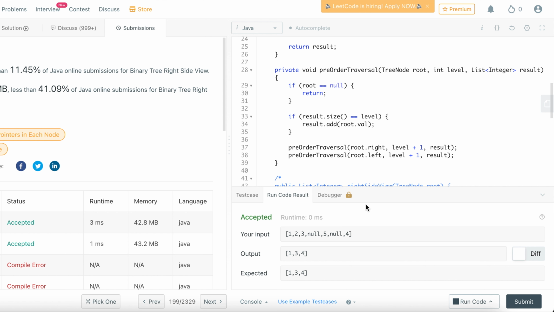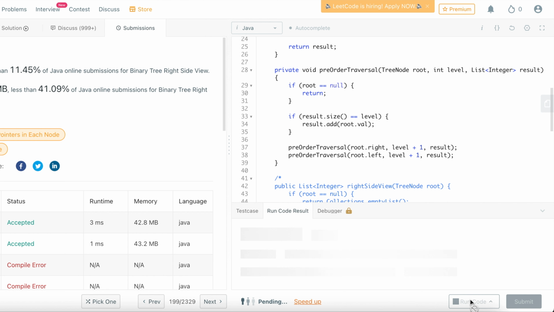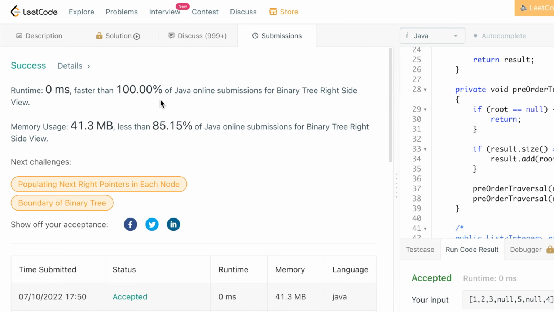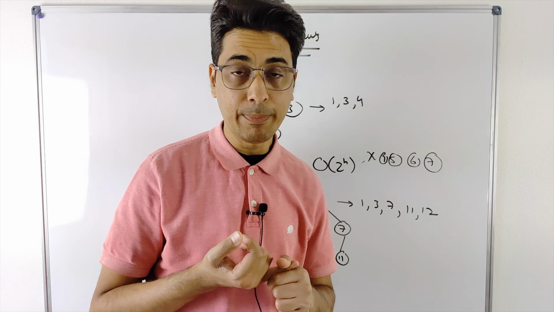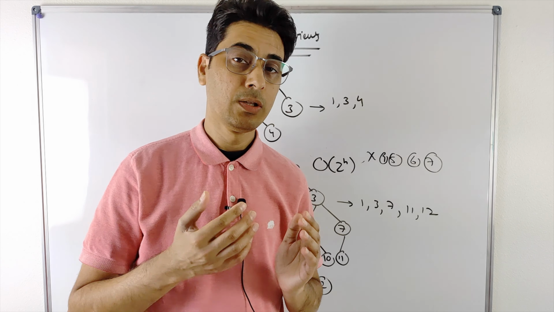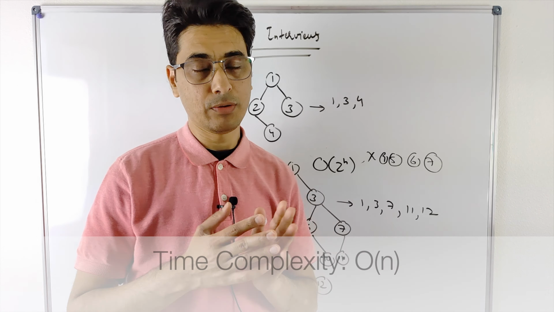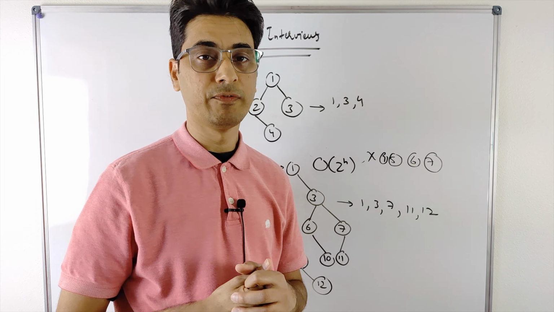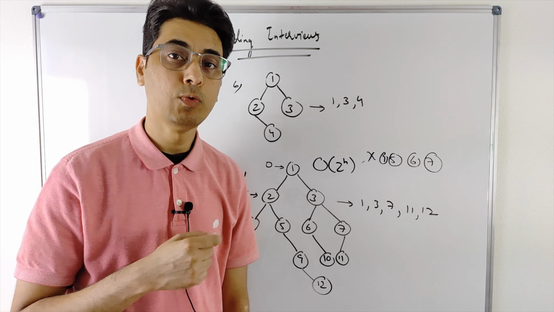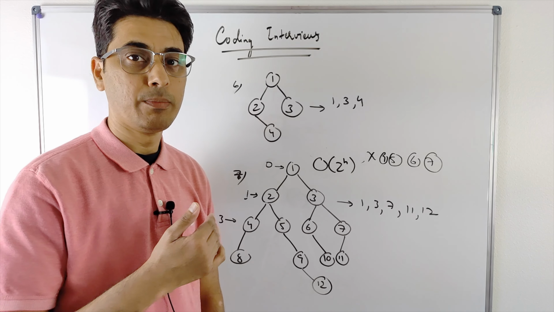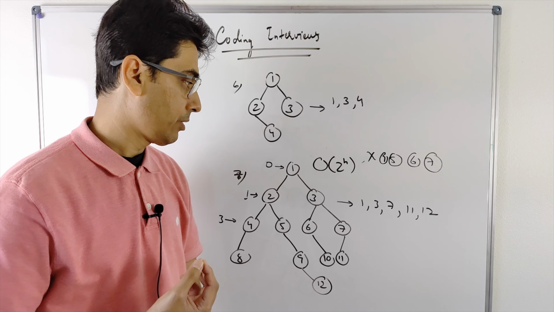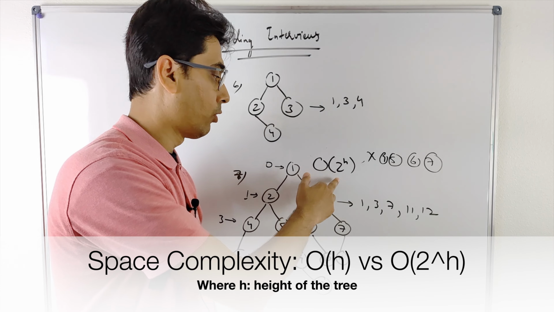Now let's submit the code. So this is accepted now. Now again the question is, what is the time complexity, and what is the space complexity of this algorithm? First of all, the time complexity is O(n) because you have to traverse all the nodes of this tree. However, the space complexity is less. At most, you will store a number of nodes equal to the height of the tree. So here the space complexity is O(h) instead of O(2^h).